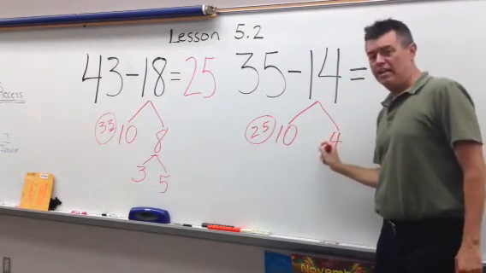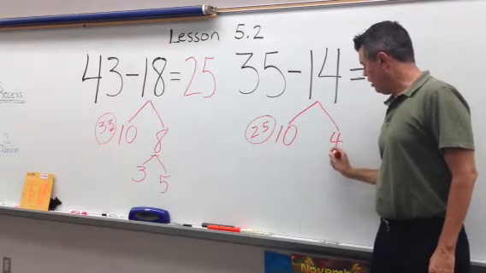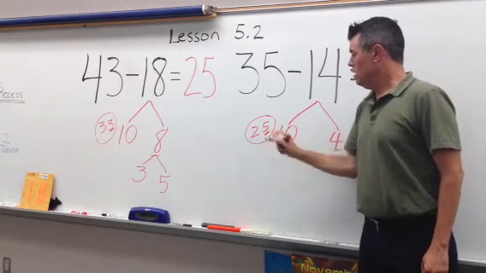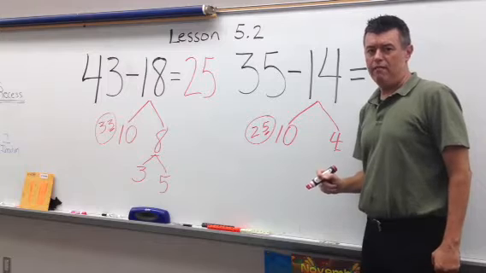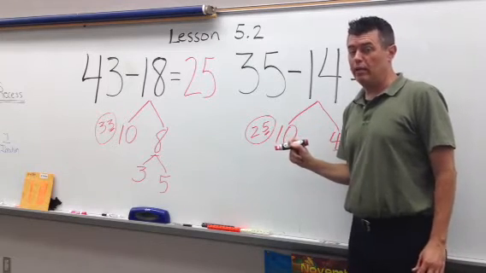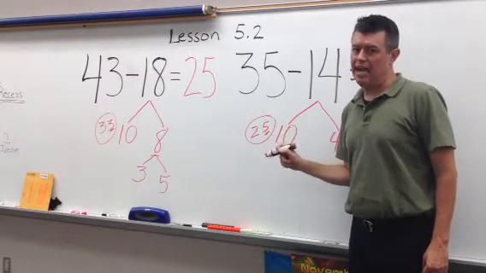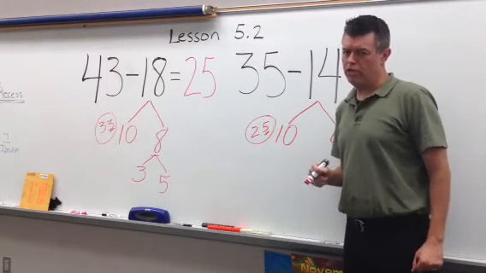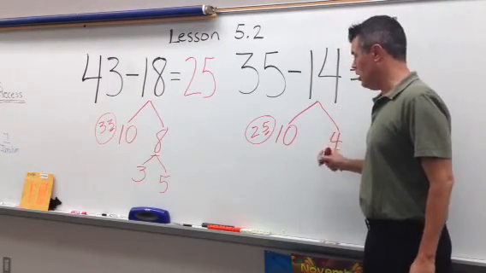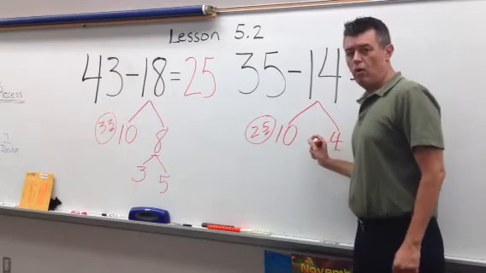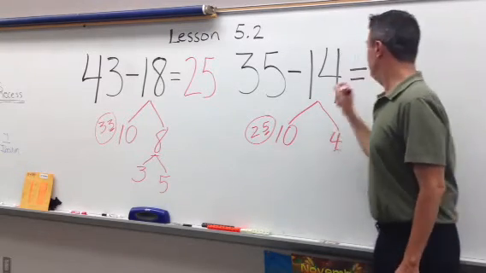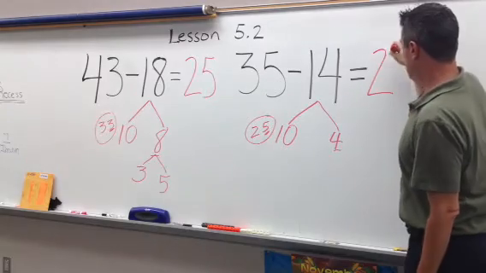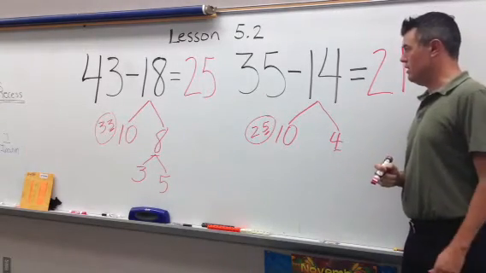Now, this time we're not going to break apart the 4. The 4 is smaller than the ones place of that number 5. So we are not going to be breaking it apart. They will need help and guidance with this. They will probably try to break apart that 4, and there's nowhere for it to go. So we leave the 4 alone. 25, take away 4 is 21. And there's our answer right there.